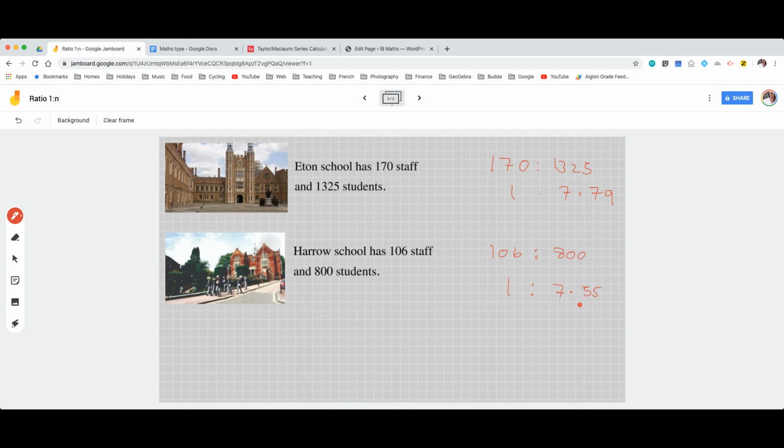So which has the better staff-student ratio? You have to say that Harrow has the better staff-student ratio because it's got a lower number of students per 1 member of staff.